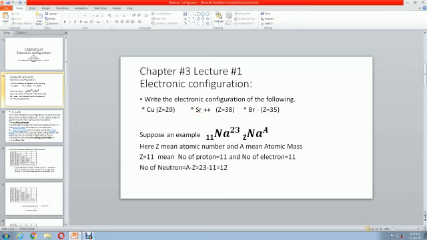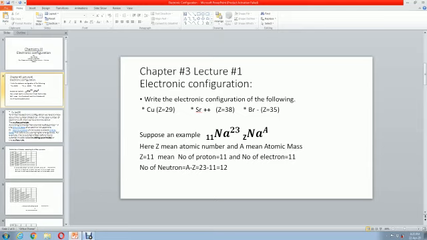Suppose an example, 11Na23. Here 11 is equal to Z. It means that Z is the atomic number, while 23 is the atomic mass. Atomic mass of sodium is 23. Z means number of protons. Z is 11 here. It means that there are 11 protons.